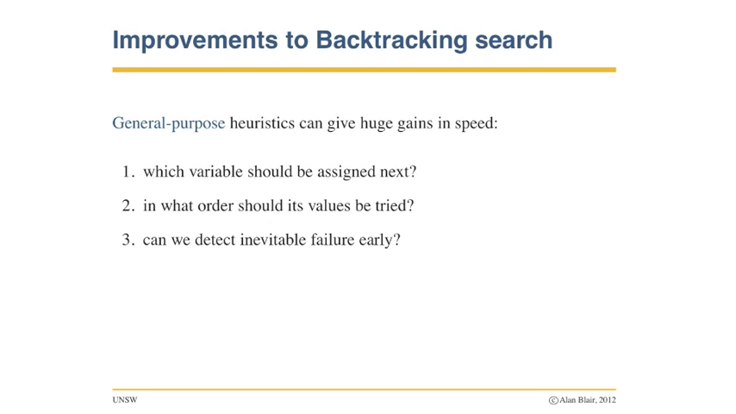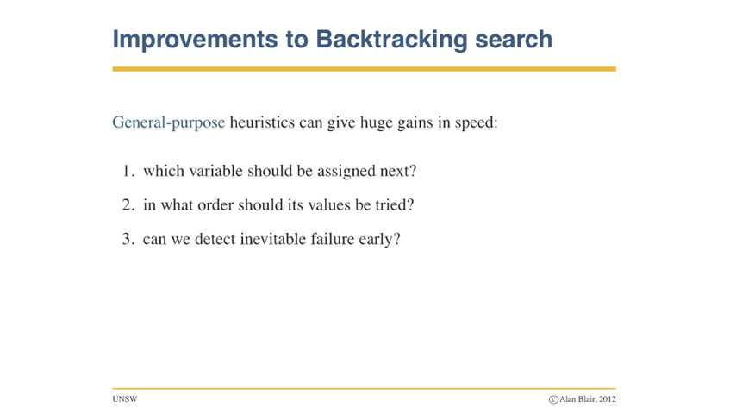Right, so how can we sensibly make those decisions? How can we decide which variable to assign next? How can we choose the order in which to try the values? And can we detect early on that this branch is definitely going to fail and then save ourselves some time by pruning that branch?